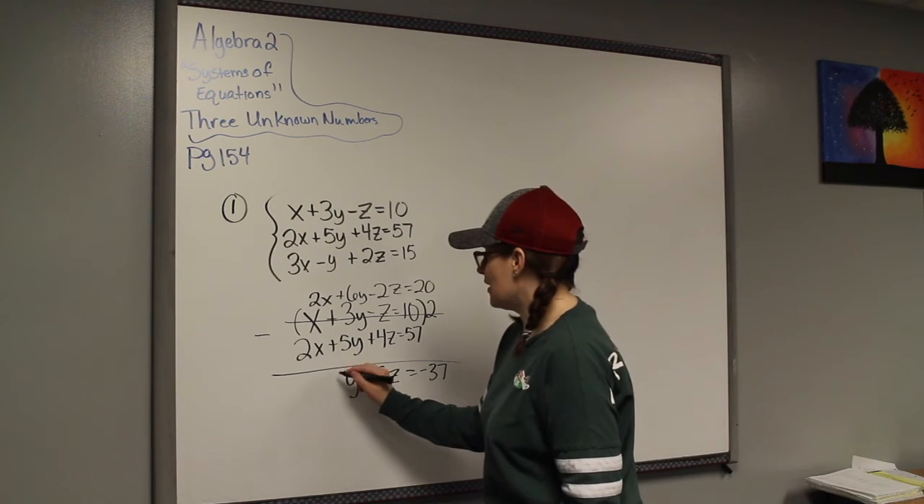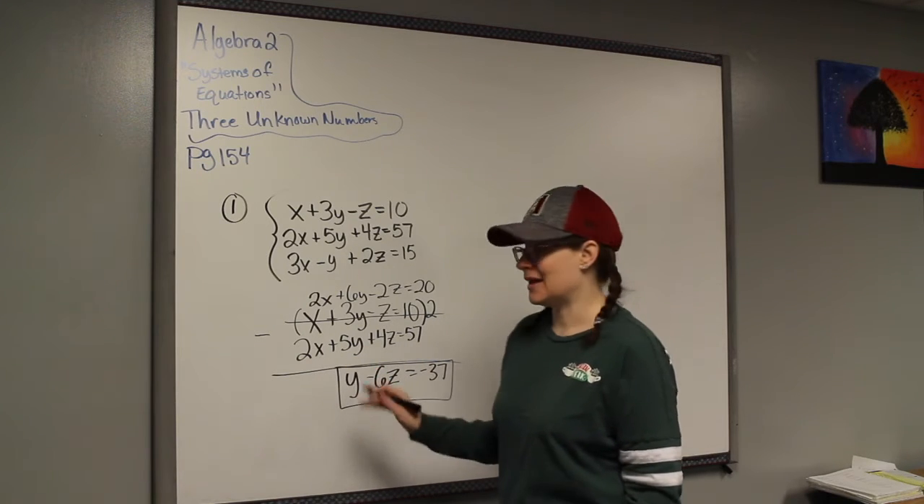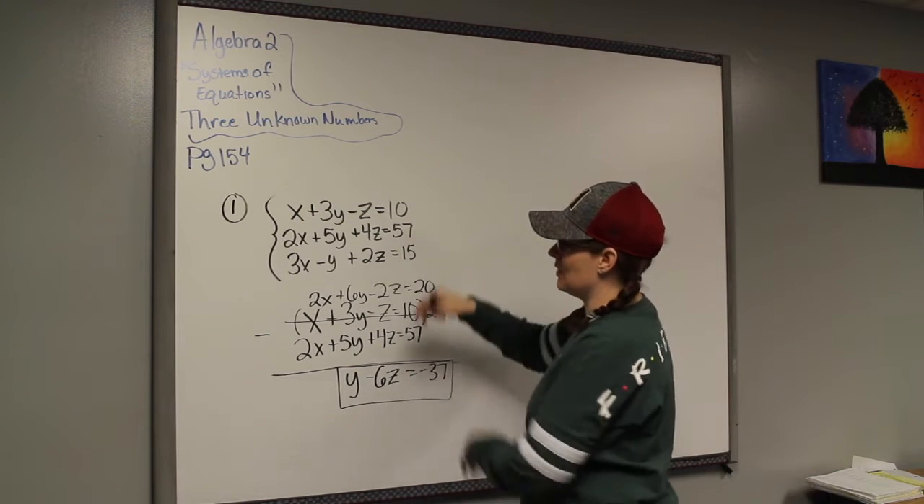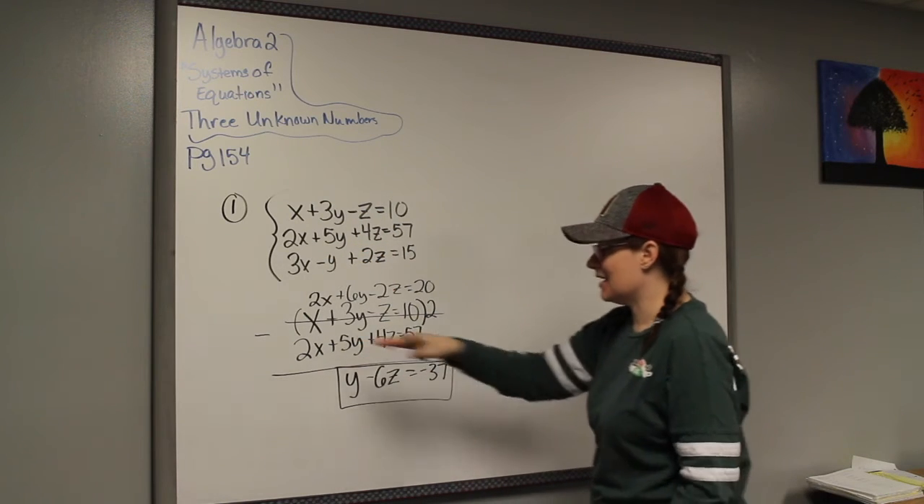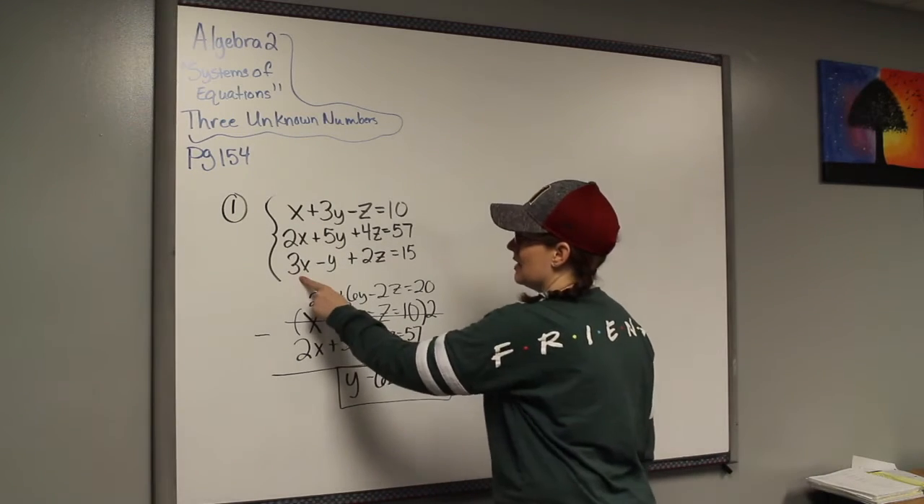So now I have an equation that doesn't have an x in it. I need to save this. I'm going to use it later. I need to do the same thing that I just did with 2 different equations. I can't use the same 2 and get x to disappear again. So this time I'm going to use the top one and the bottom one.